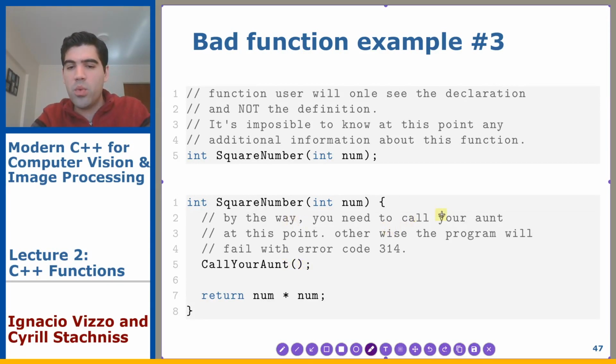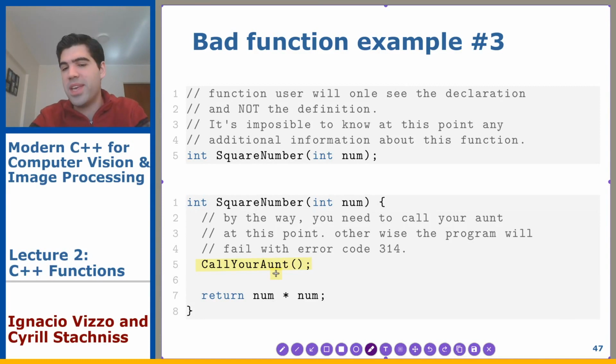Ah, by the way, you need to call your aunt at this point, or otherwise the program will crash, blah, blah, blah. Of course, this means that there's another huge error in your design, right? And this is also a really bad example of how you implement functions, because you're basically hiding some details of the function that are not visible to the outside world, right? And of course, this has no relation to squaring a number, so this should not be in here, right?